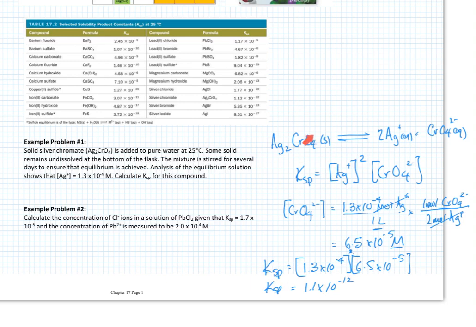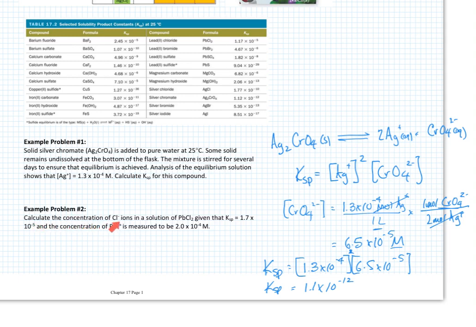Okay? So that's one way, one type of problem for calculating KSP. You're given some concentration, you know the balanced equation, and once you have one of those concentrations, you can figure out what the other species must be, and you can calculate what KSP is going to be. Let's take a look at a second type of problem.